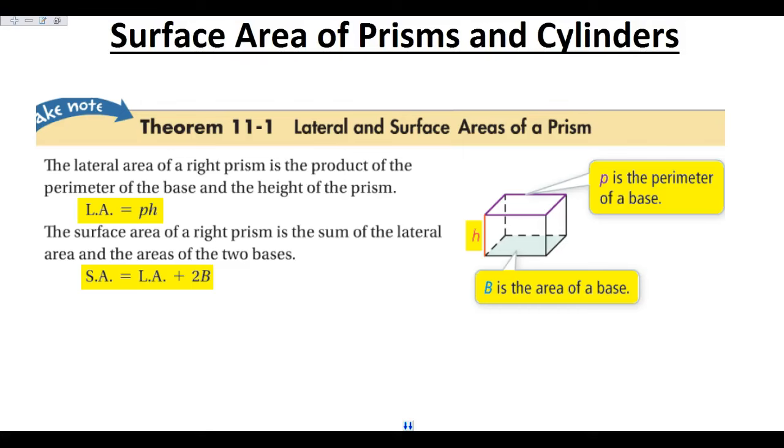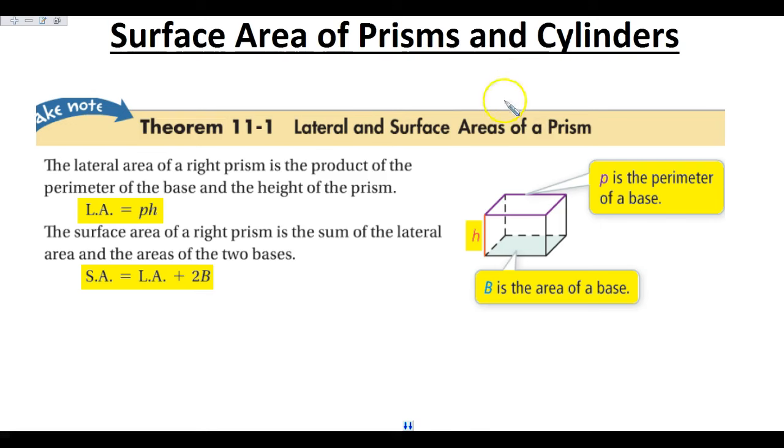Hello everybody. Today we are continuing looking at chapter 11 and we're looking at surface area of prisms and cylinders. Know that your book does not go into surface area here, so we are looking at a section from another book. So if things look a little different, that's why.